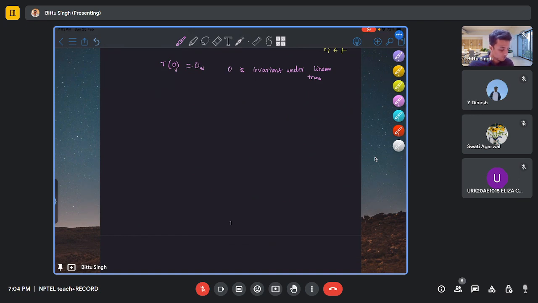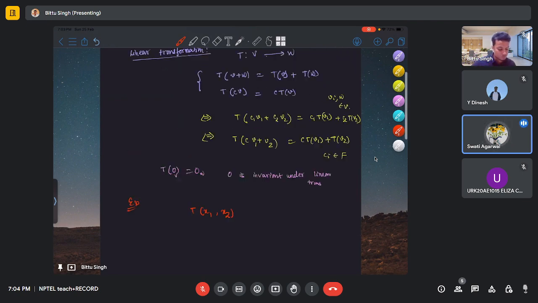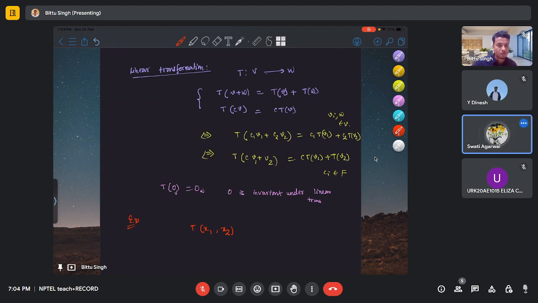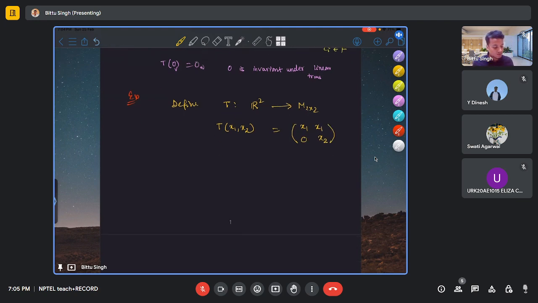We have seen some examples. For example, consider this map T of x1, x2. Sir, one question. Just now you explained how T of zero comes from V vector space and zero comes from W. Can you please help me understand this line? Okay, so for example, let us consider a linear transformation. Define T from R2 to the 2 by 2 square matrices. How do we define this? Suppose T of x1 comma x2 is defined by x1, x2, and suppose this is also x1, this is 0. Then let us check if T is linear or not.